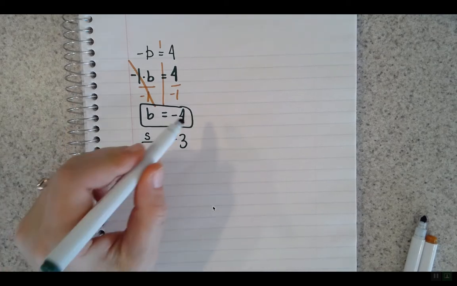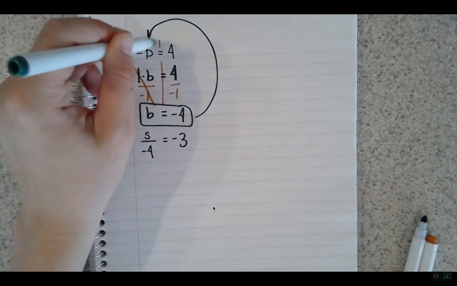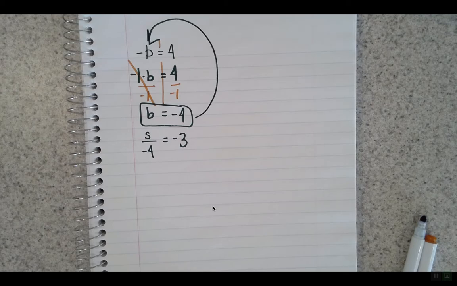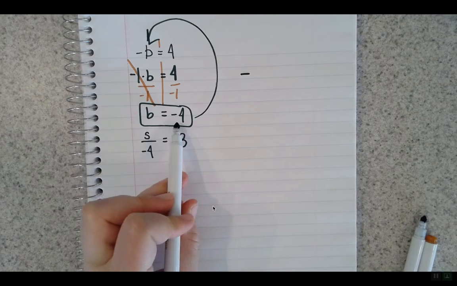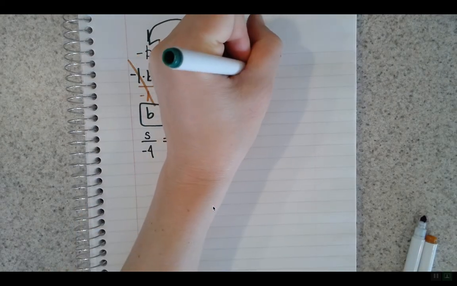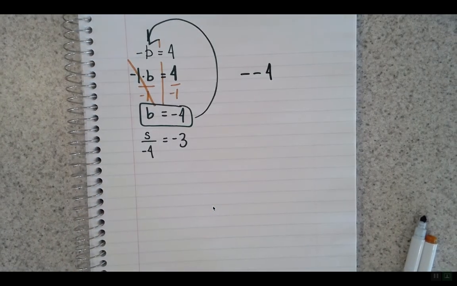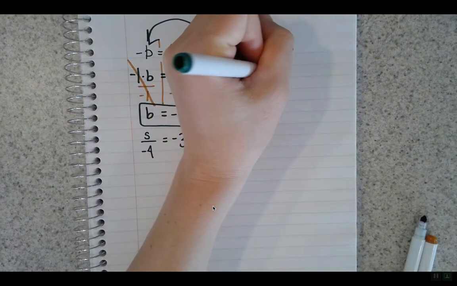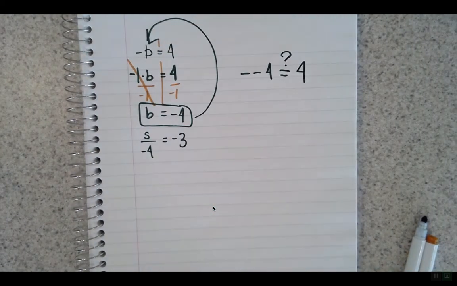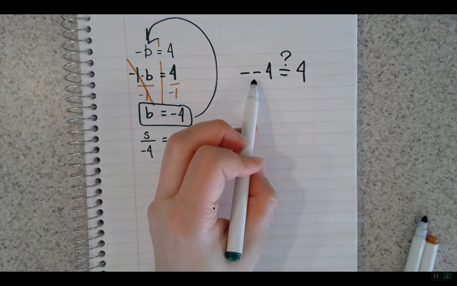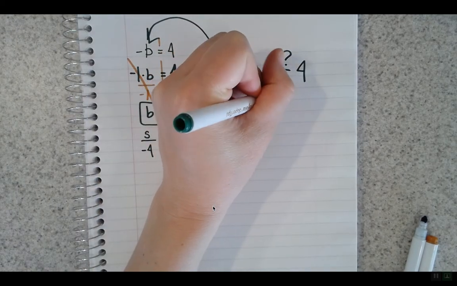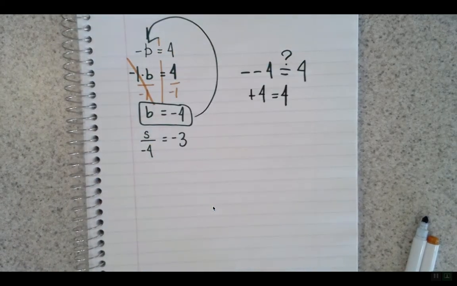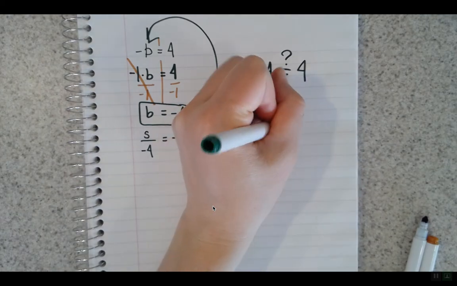Okay, now if we plug our answer back in to see if it works, my original problem had a negative in it and my answer also has a negative, creating a double negative. Does double -4 equal 4? Well, we learned that double negatives should always be rewritten as plus signs. So does +4 equal +4? Yes.